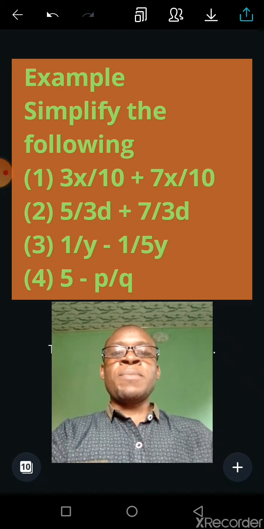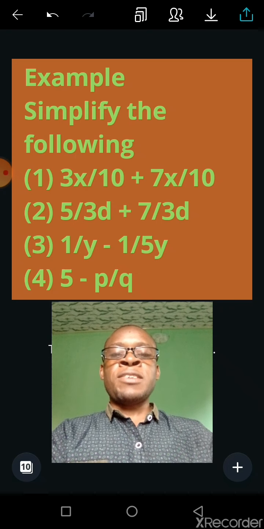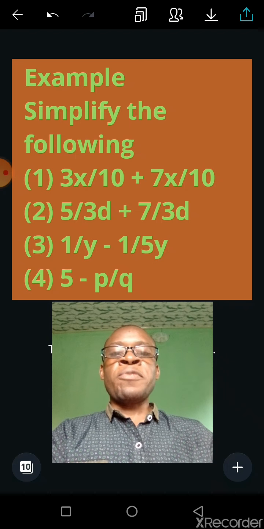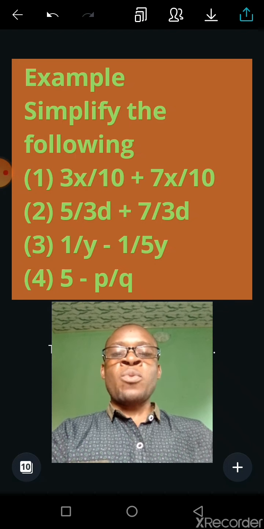Example, simplify the following. 1. 3x all over 10 plus 7x all over 10. 2. 5 all over 3d plus 7 all over 3d. 3. 1 all over y minus 1 all over 5y. 4. 5 minus p all over q.